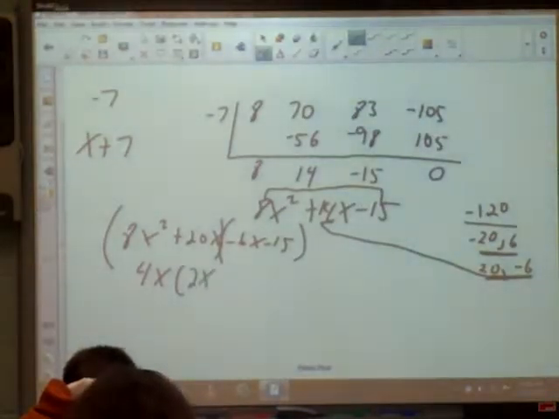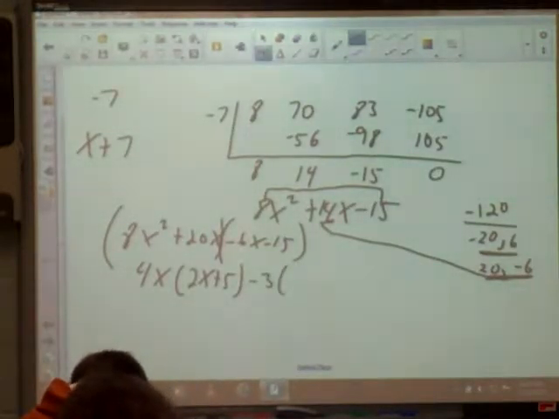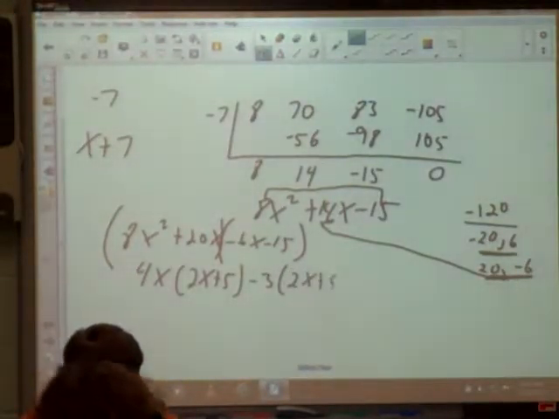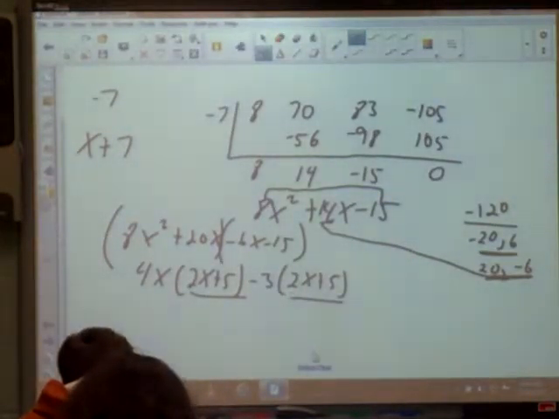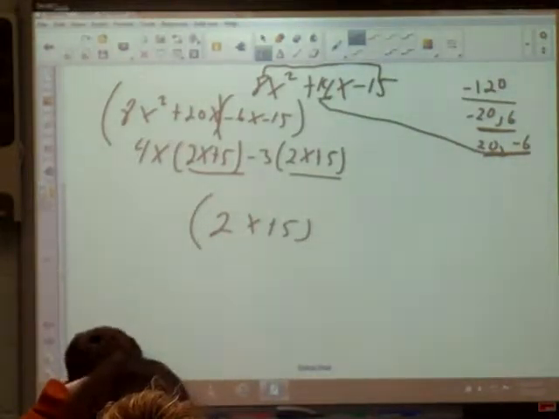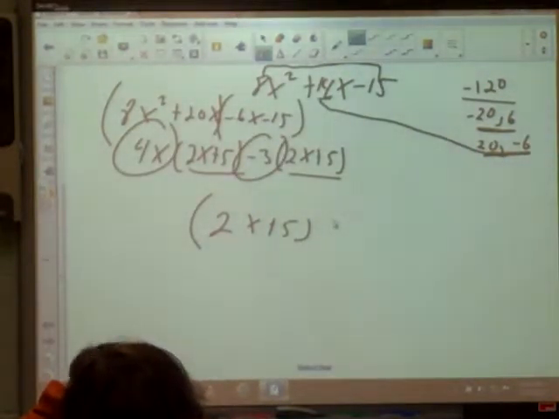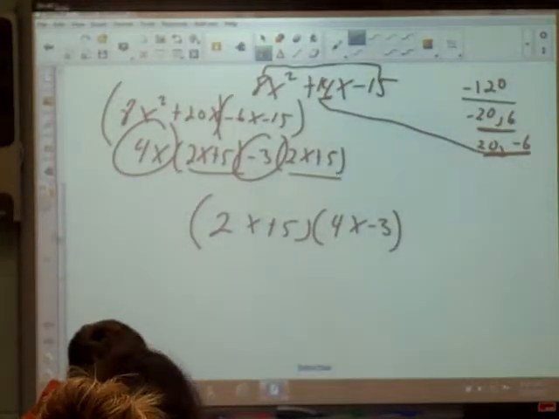Leaves me with a 2x plus 5. Second one looks like a negative 3. Divide those by negative 3, that leaves me with a 2x plus 5. Okay, so to write this now, we had 2x plus 5 twice, so I take that, 2x plus 5. Then I had a 4x minus 3. This is not anything new, just adding on to what we did before.